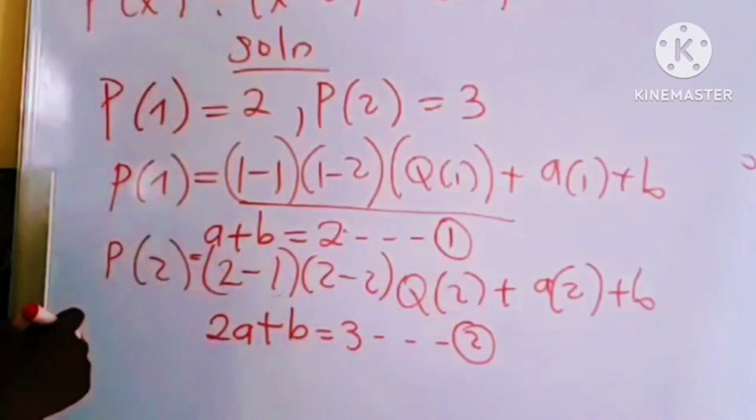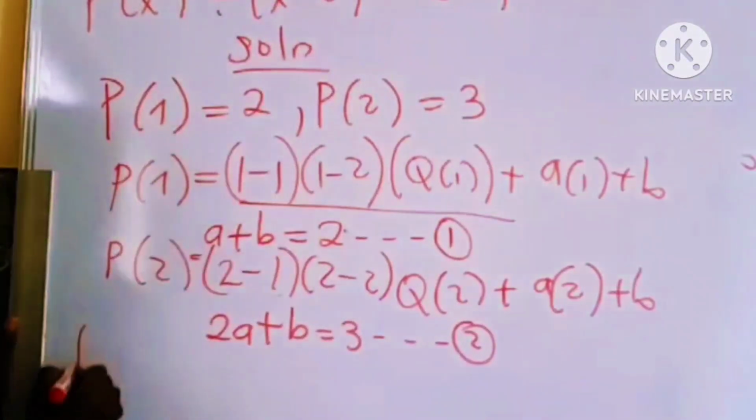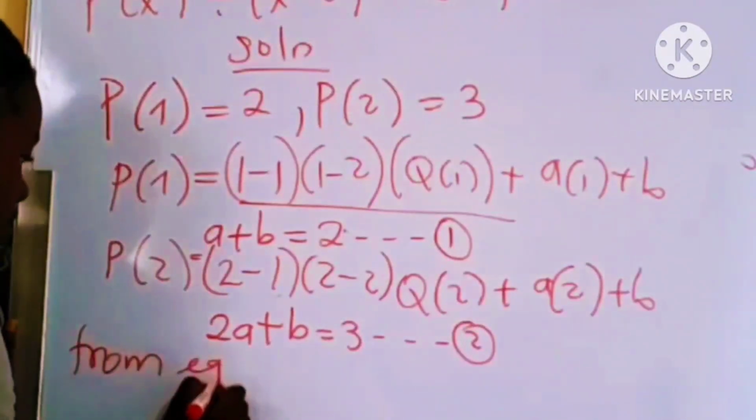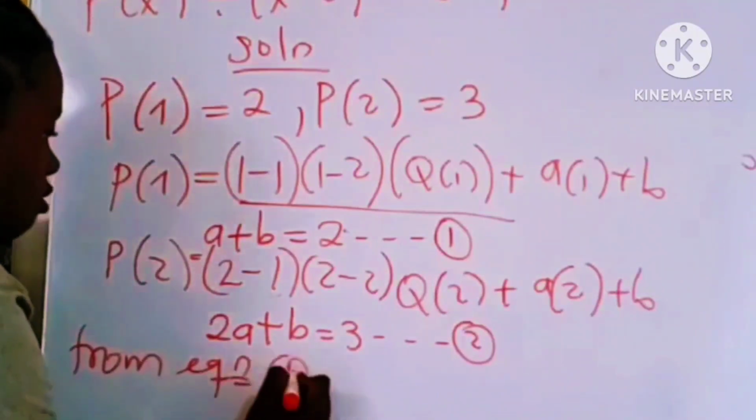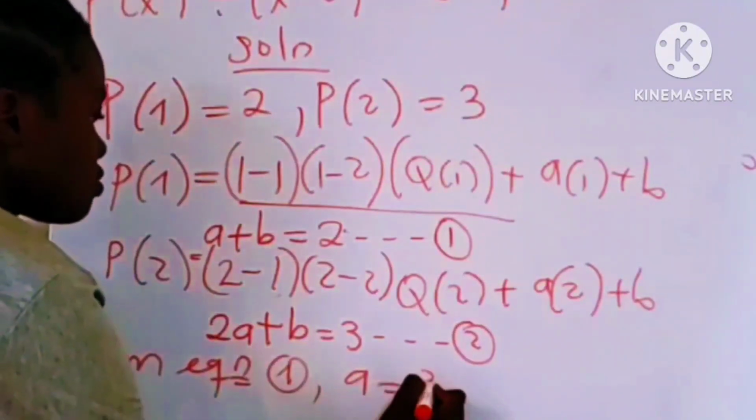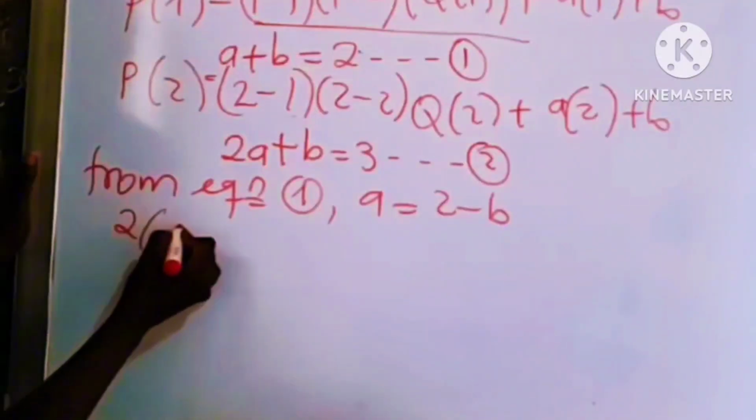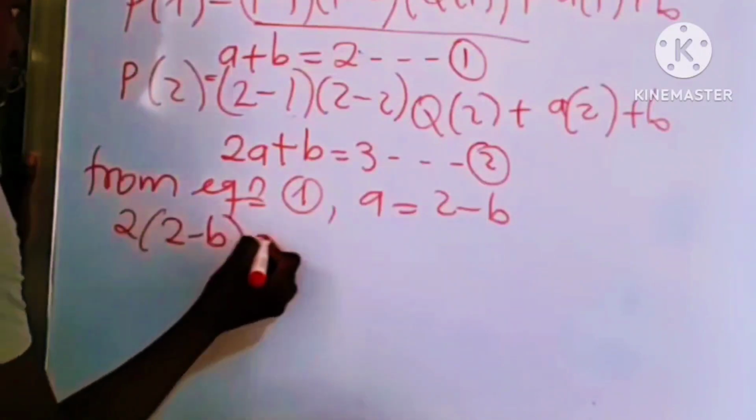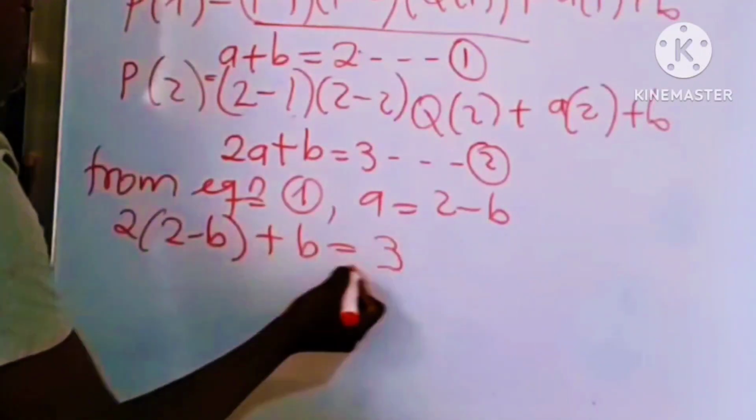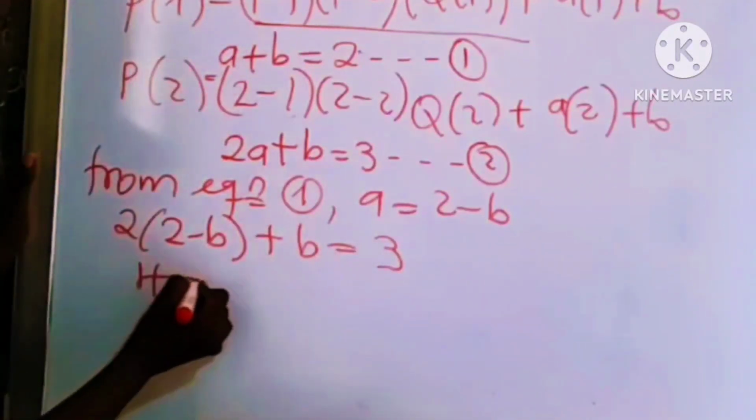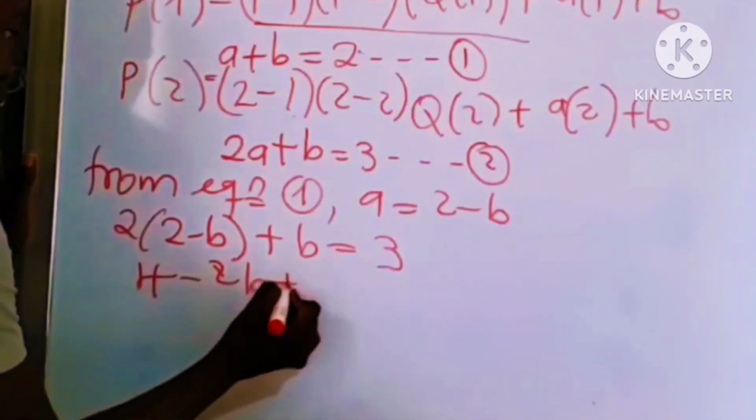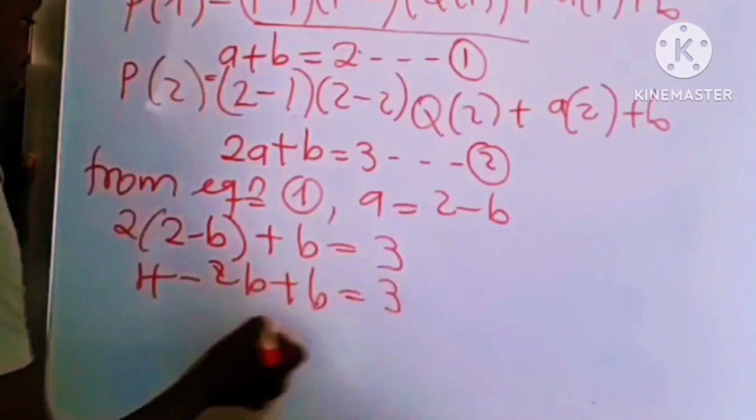We'll make A the subject in equation 1. From equation 1, A is equal to 2 minus B. So we substitute this in equation 2. We'll have that 2 into 2 minus B plus B is equal to 3. So 4 minus 2B plus B is equal to 3.